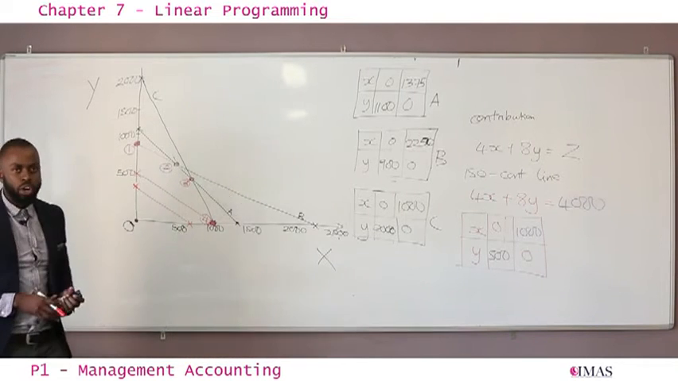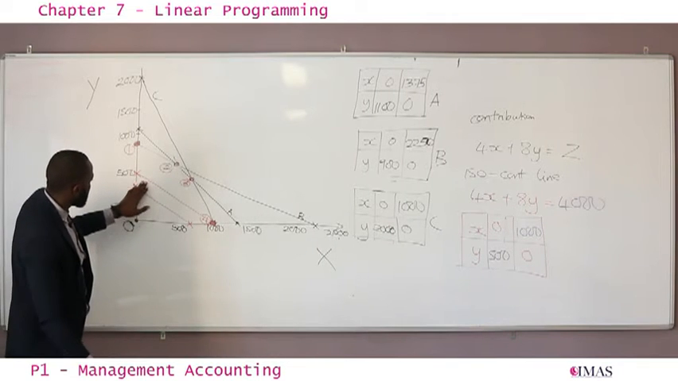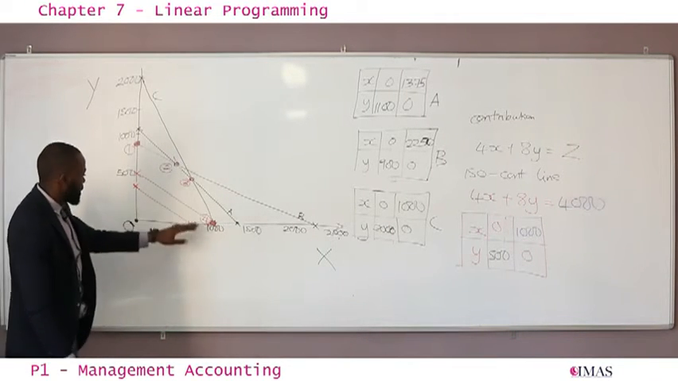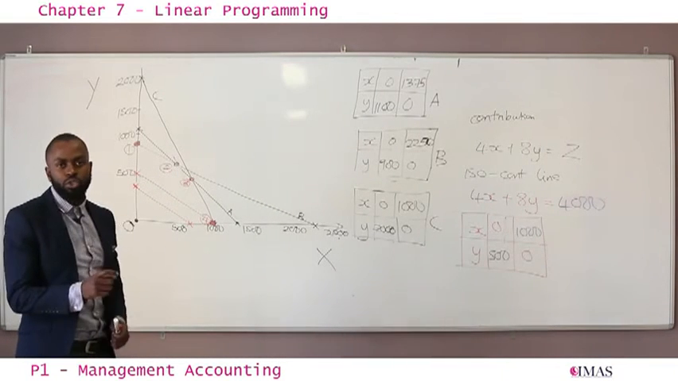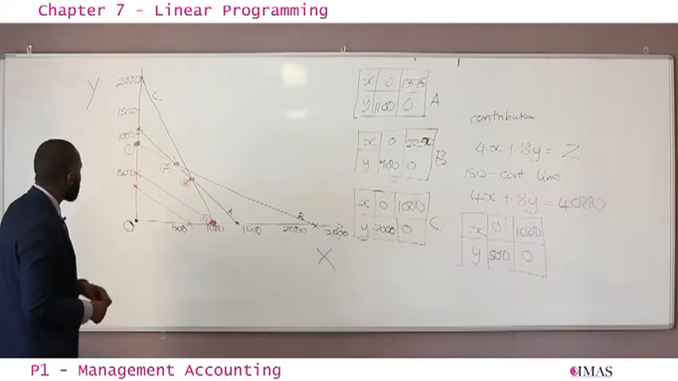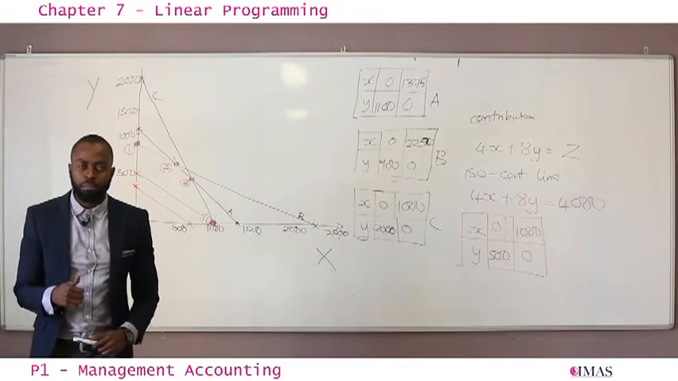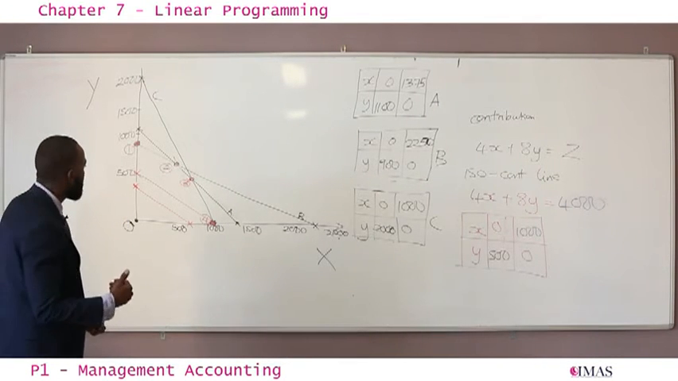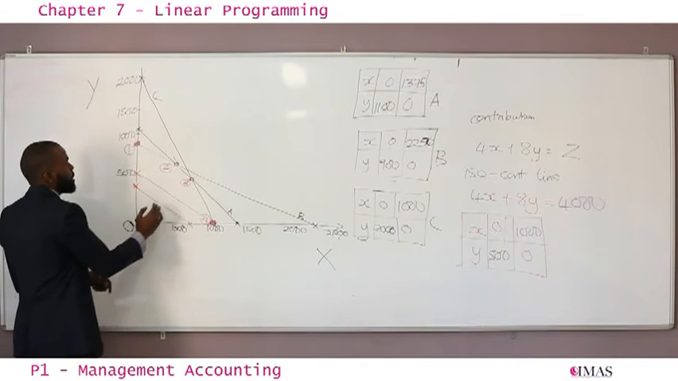Now what I want you to notice about these two lines is, they have the same gradient. They are slanting at the same angle. So that's why we call them iso contribution lines. They are similar to the contribution line, although they're not the actual contribution line. So any figure of contribution that we use, we still get a line with the same gradient.